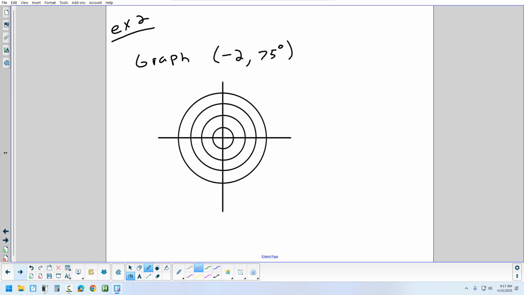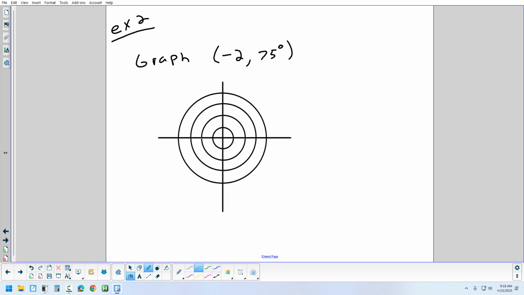Okay. So let's try negative 2, 75 degrees. What's my first step to graph that one? You need to find out which direction to move from the origin. r is negative 2, so you move left 2 from the origin. Okay, so we're going to go left 2. So we're going to start from right there. And then how many degrees am I going to rotate? 75. And which way?